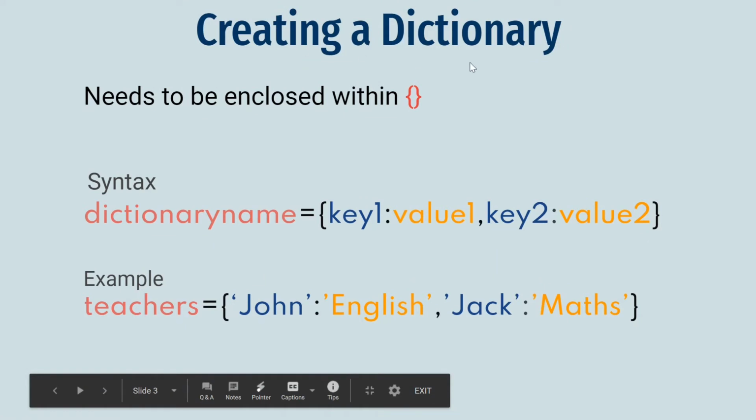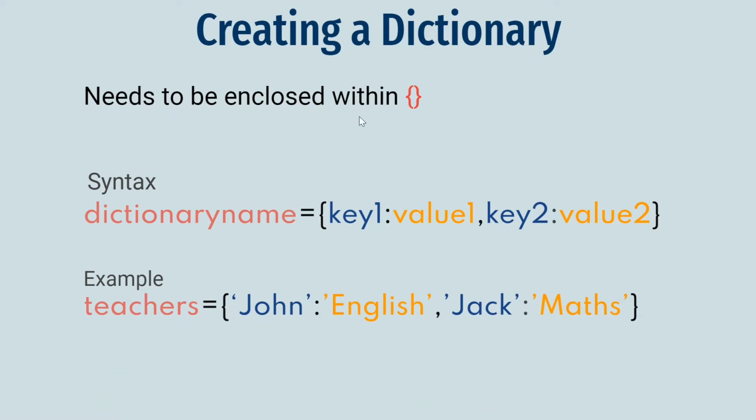So how do you create a dictionary? Your dictionary needs to be enclosed within curly braces. The syntax is you write the variable name, then put curly braces, and then write key and your value. So here key 1, put colon and then your value. Key 2, colon and value 2. This is called a key value pair, and these pairs are separated with a comma.